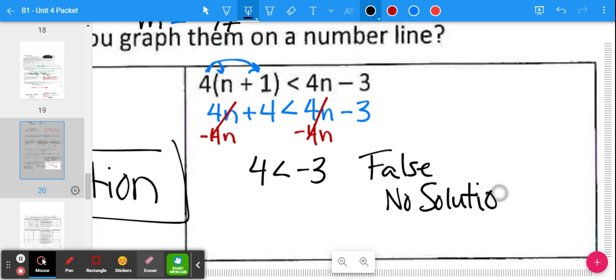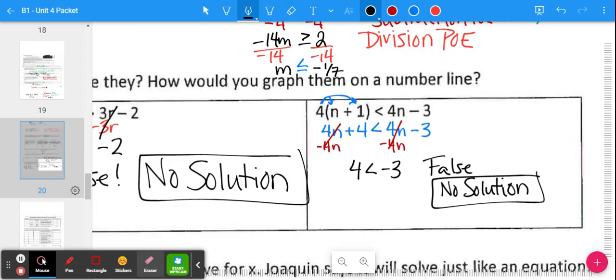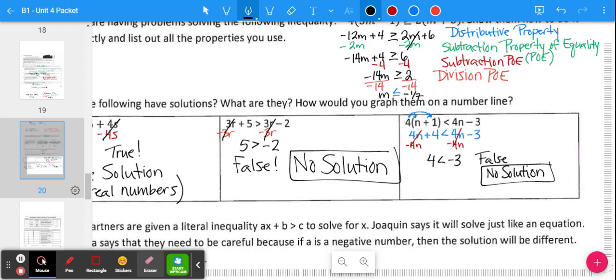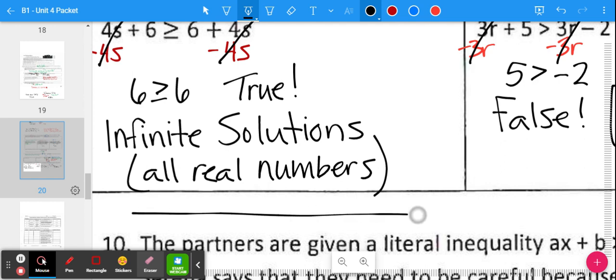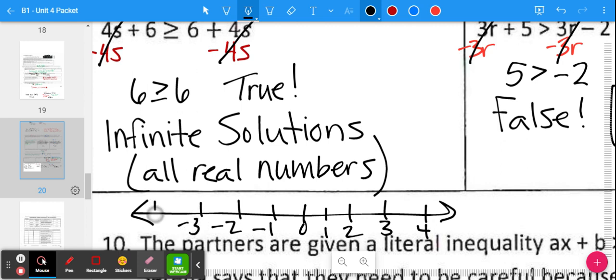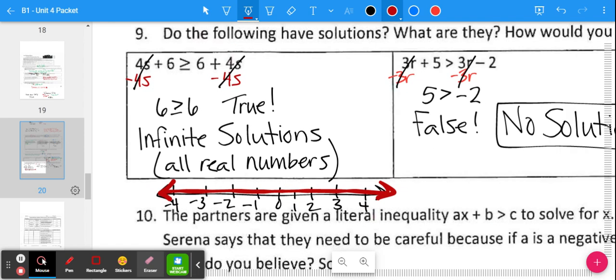Now, I forgot to describe how they look on a graph. No solution, you actually do nothing on a number line because there is no solution to it. When it is all real numbers or infinite solutions, on a number line, you would actually highlight the entire line. So it would be a line that goes in both directions with arrows on both ends because it includes all of the numbers in that set of solutions.